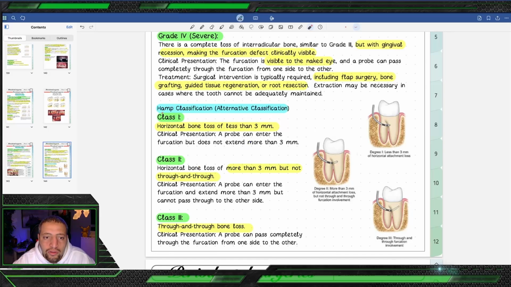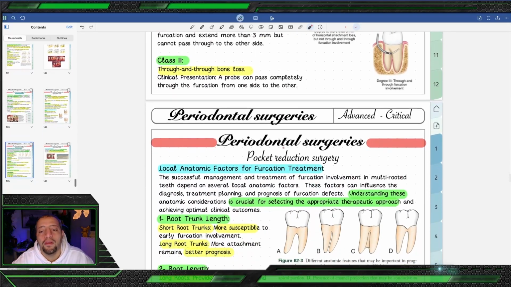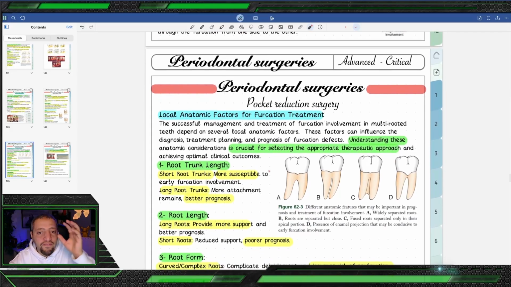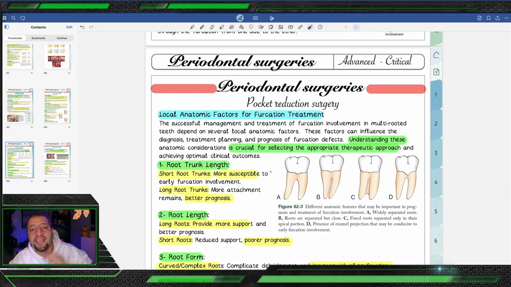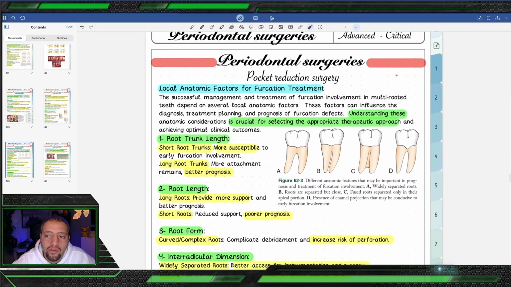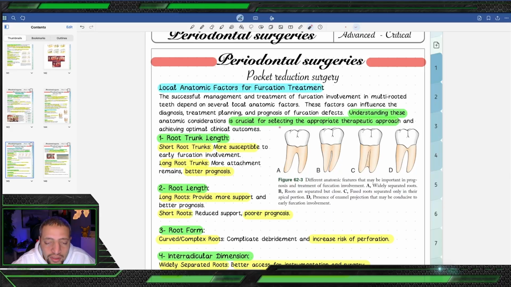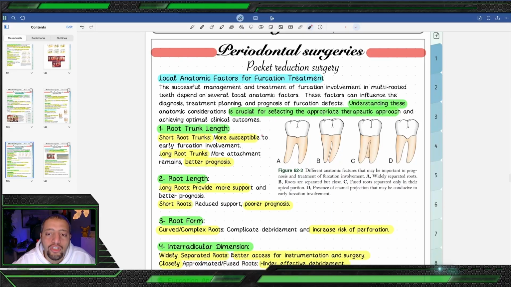And in this, Dr. Hamp didn't care whether the bifurcation can be seen intraorally or not. Okay? There are some factors which will make the healing or the surgery to fix the bifurcation go well, or make it very difficult and bad. So understanding these factors is really important before deciding which one to do.